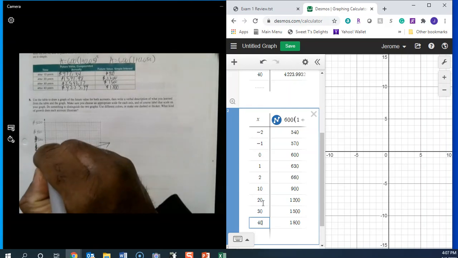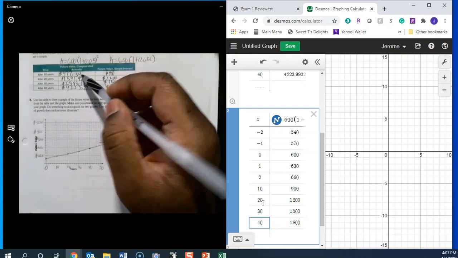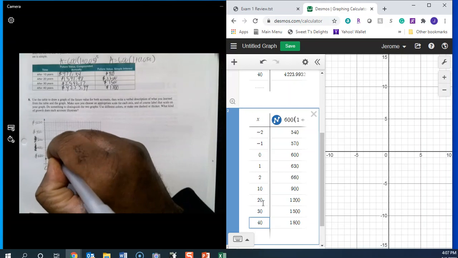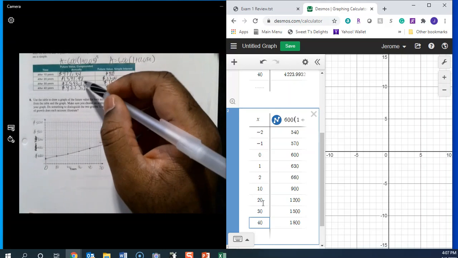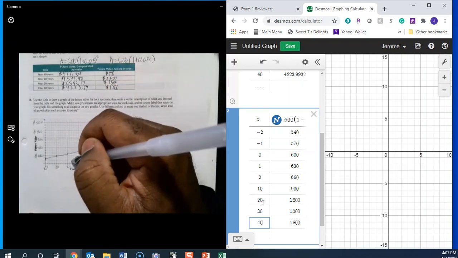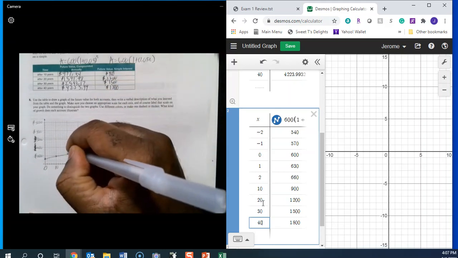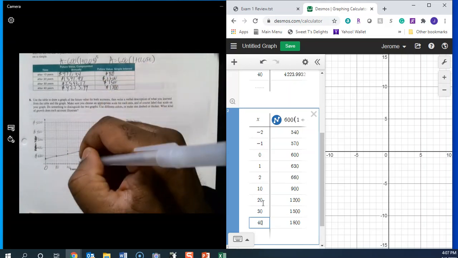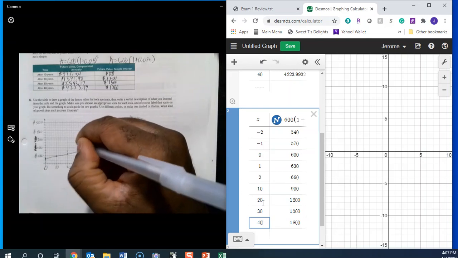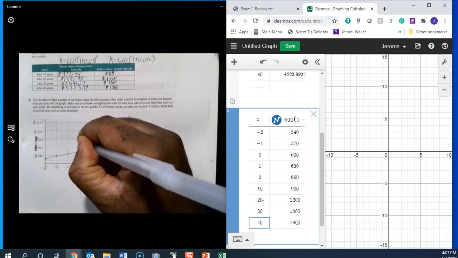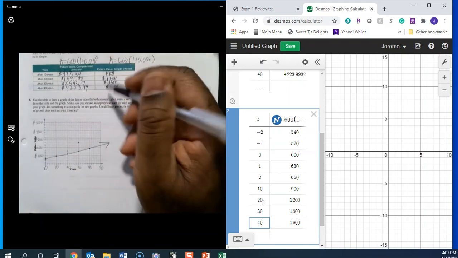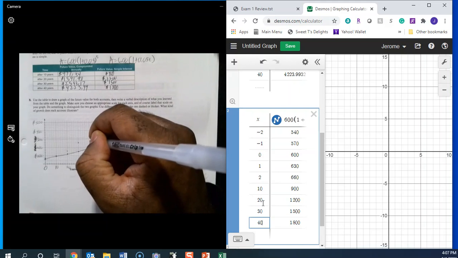So at 0, it's still 600. At 10 years, it's $977.34. So it's a little closer to 1,000. Okay, then 20 years, it'll be $1,591. So it'll be almost $1,600. 30 years, it'll be $2,593, almost $2,600. And then 40 years, it'll be a little bit over 4,200.